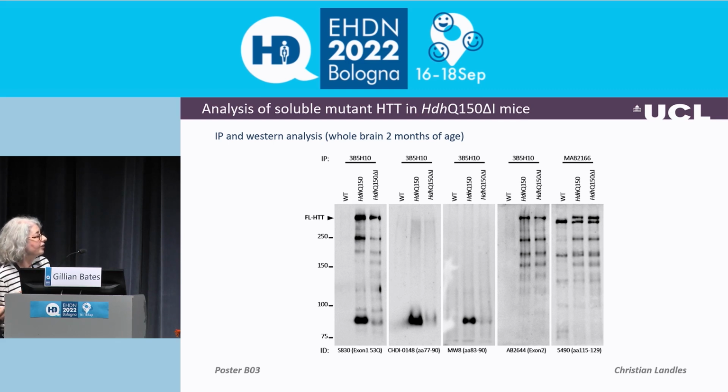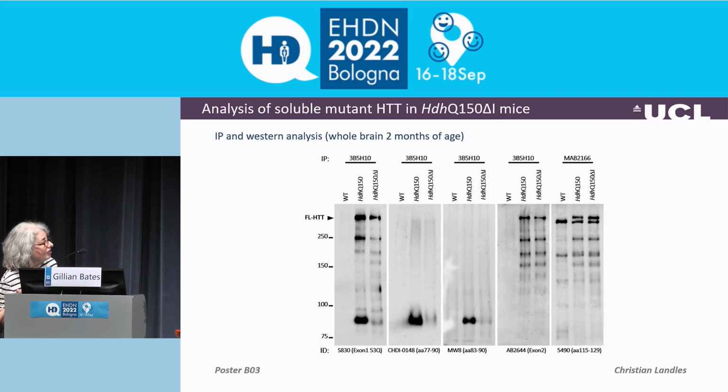And if we probe with an antibody that will detect exon 1 fragments, you can see a similar pattern, but the level of this small fragment is much reduced. If we probe with MW8, we can see exon 1 in the knock-in mice, and while there are trace amounts in the delta intron mice, it's very much reduced.